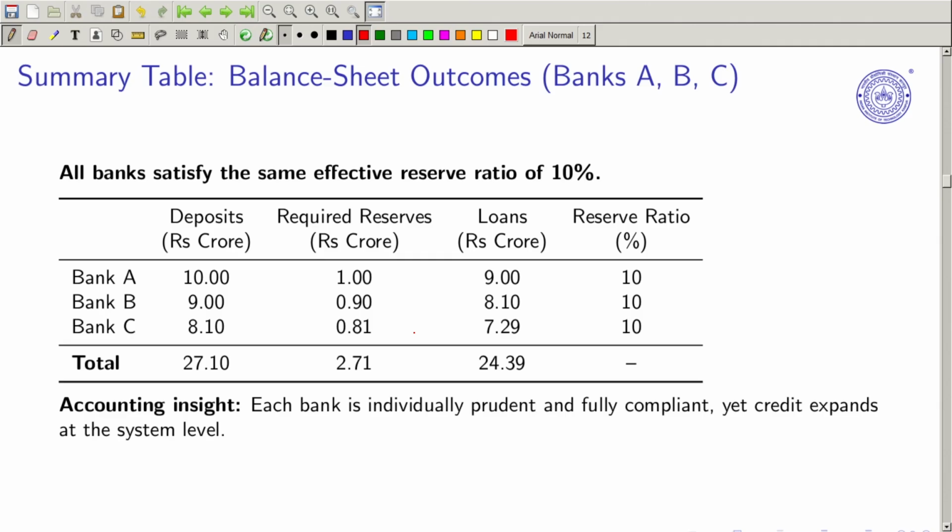Deposit: bank A receives 10 crore, the reserve requirement is 10%, so 1 crore is kept and we get 9 crore for loan. If the ratio is the same, 10% of this 9 crore. So how much deposit are you creating? 27.10, and the loan you have created is 24.39, and required reserves with the central bank are 2.71. Each bank is individually and fully compliant, and you can see that fractional reserve is helping the banks create new money.